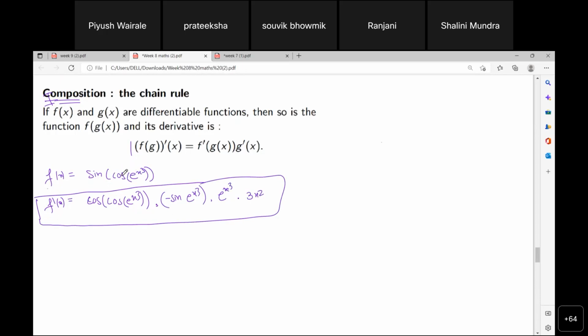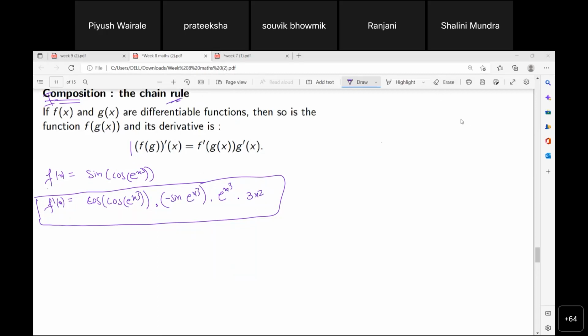This is a composite function having three layers. I'm just taking the derivative of the outer function, sine of x, that is cos of x. Then the derivative of the inner function, cos of x, that is minus sine of x. Then the derivative of e to the power x, that is e to the power x only. And then the derivative of x cube, that is 3x square. Right? So any doubt in this chain rule, how to apply? So we go from outward to inward, right? From outside, we go inside.